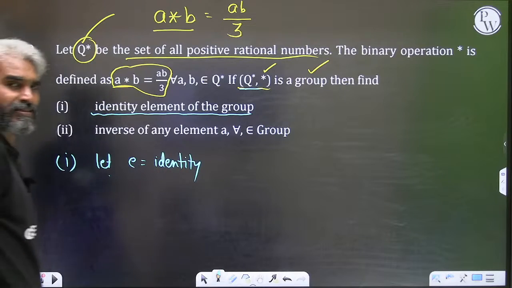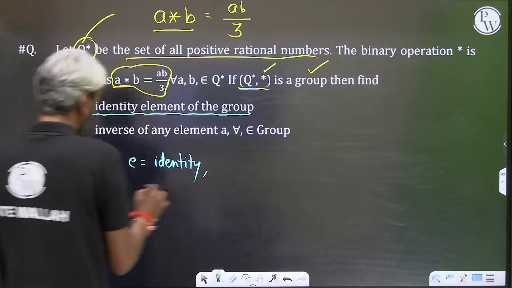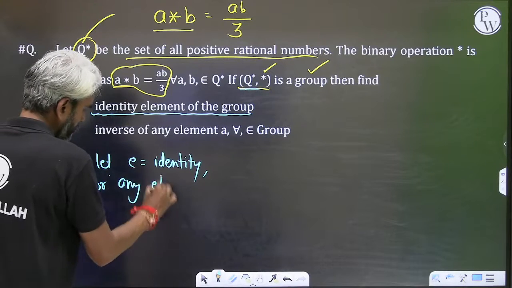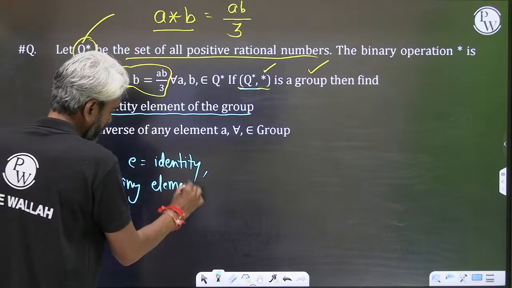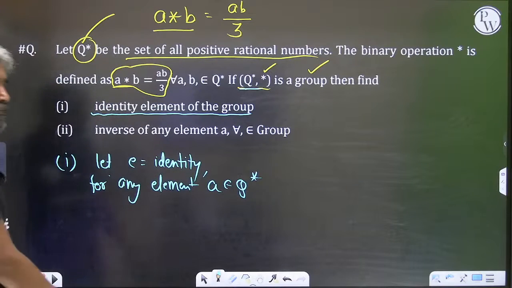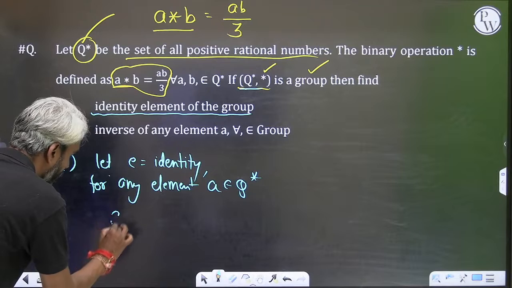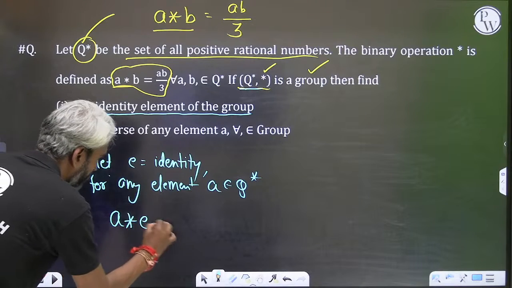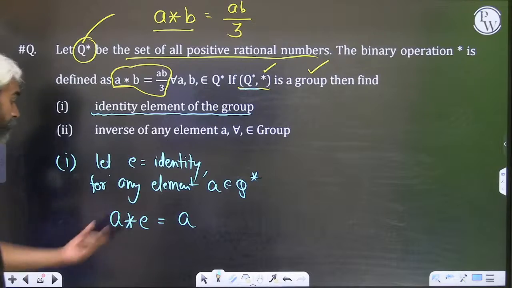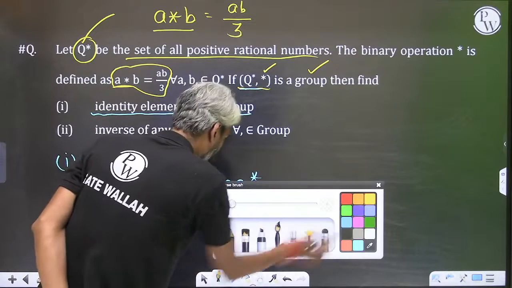Let E be the identity element. Now, for any element A belonging to the set of all positive rational numbers, A asterisk E will be equal to A, only because E is the identity element. Now, how do we define A asterisk E?